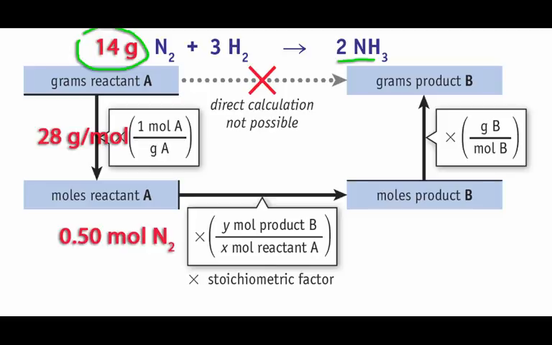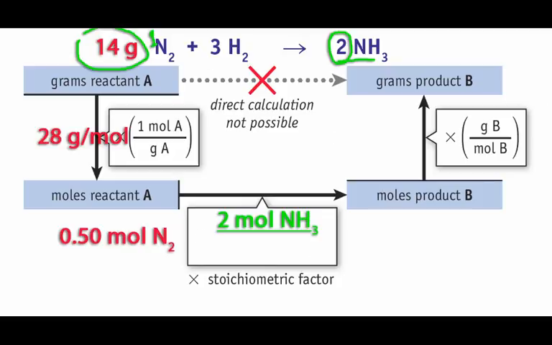Now comes the most important step in the calculation. We need to use the stoichiometric factor. If we go back to the balanced chemical equation, we see that there are 2 moles of ammonia produced for every 1 mole of nitrogen that goes into the reaction. So that gives us our stoichiometric factor. We know that there are 2 moles of ammonia produced for every 1 mole of nitrogen that goes into the reaction.